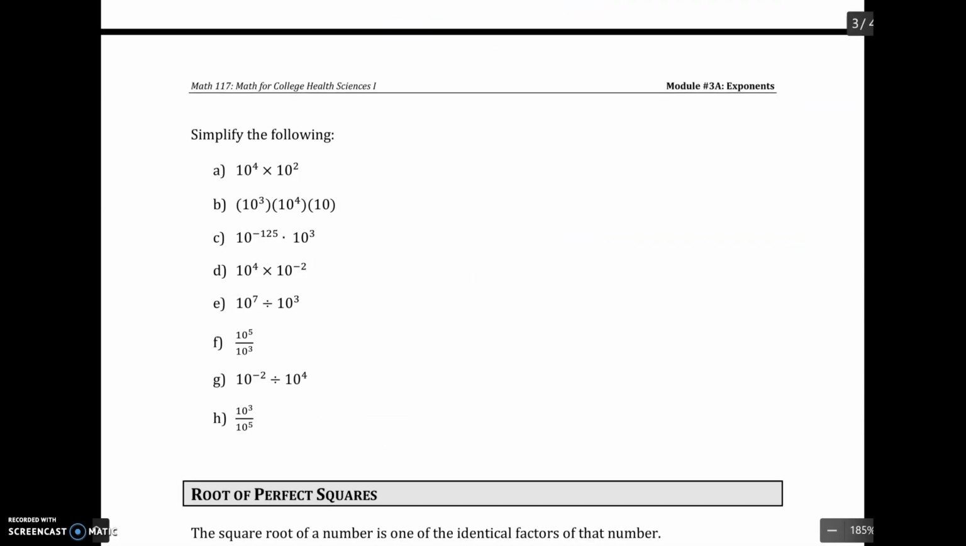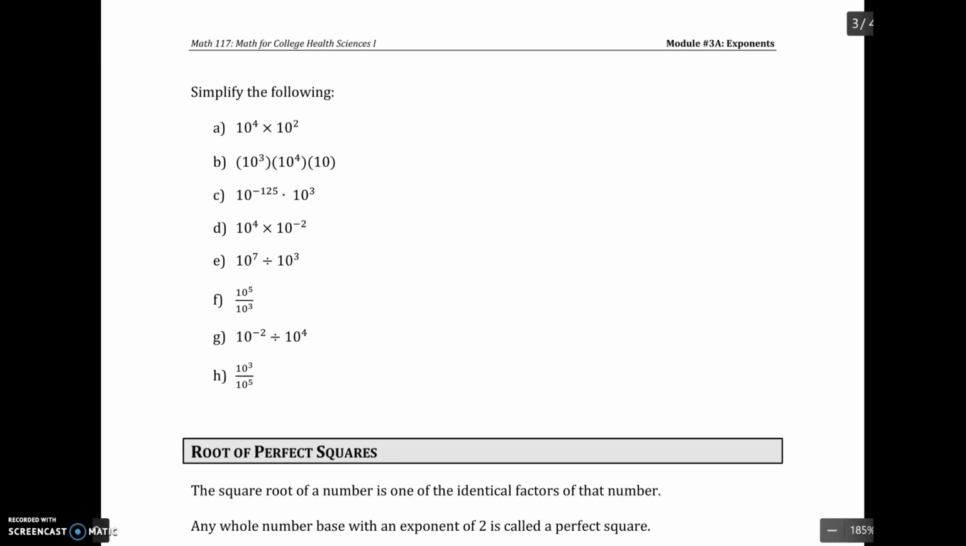Okay, go ahead and try simplifying some of these. I think what I'll do is maybe a couple of the tricky ones just to get what I think might be the tricky ones out of the way, and then I'll let you go back and try the others. So let's look at G together.